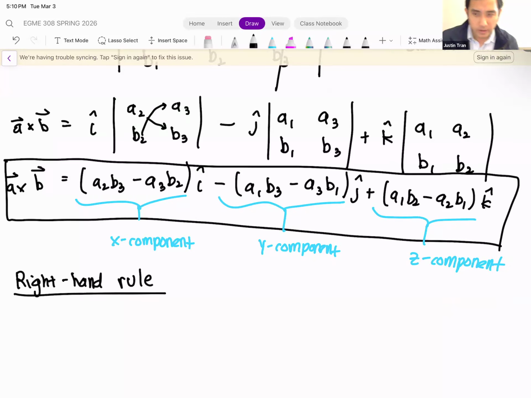Why is it the right-hand rule? Well, I guess the mathematicians who came up with this theory were right-handed, right? And that's kind of how history works. If you're the first to discover it, then you can call it whatever you want.